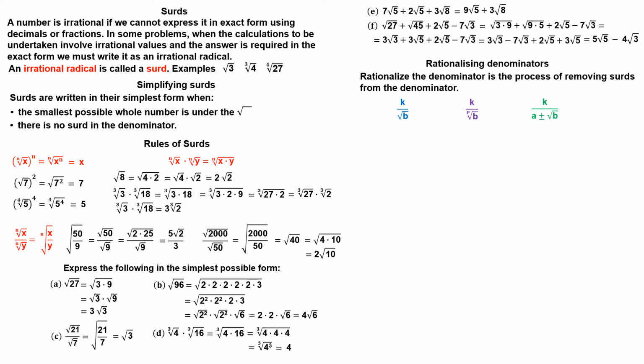If the denominator has just one term that is a surd in the square root form, the denominator can be rationalized by multiplying the numerator and denominator by that surd. Look at the example. The denominator can be rationalized by multiplying the numerator and denominator by square root of 6.